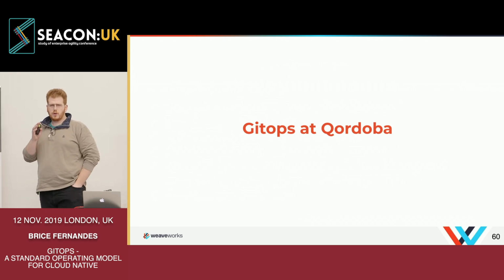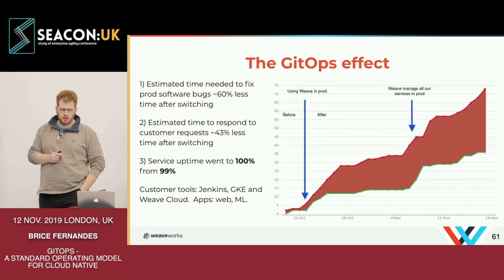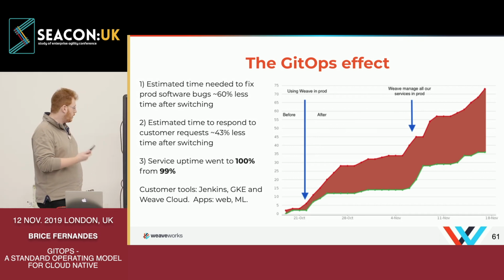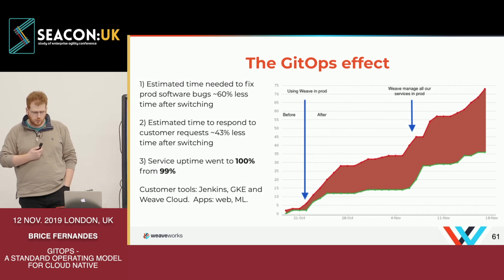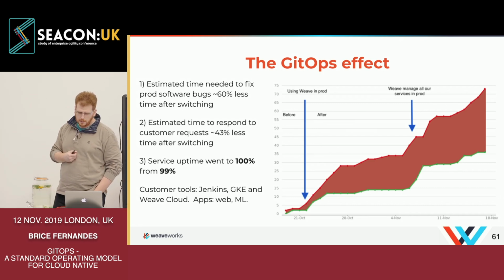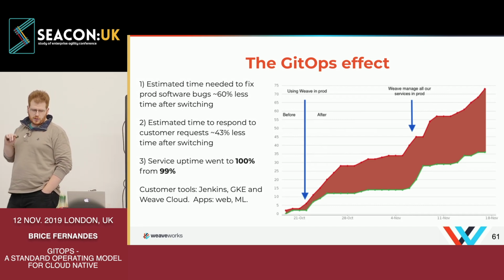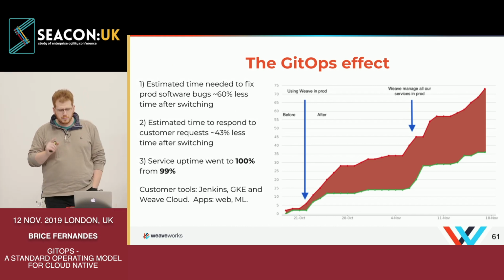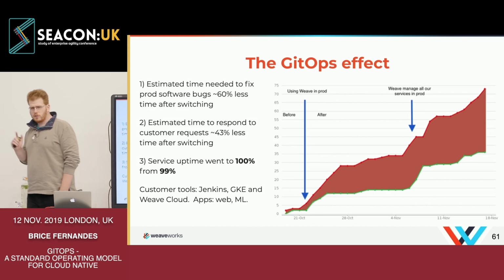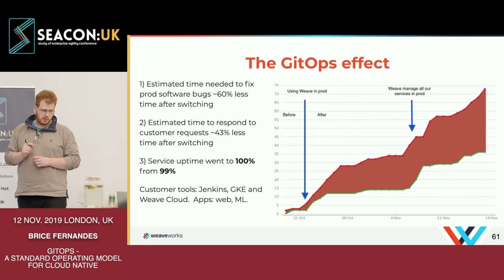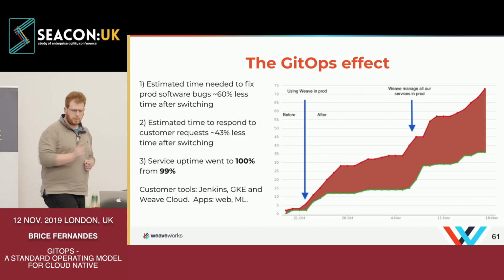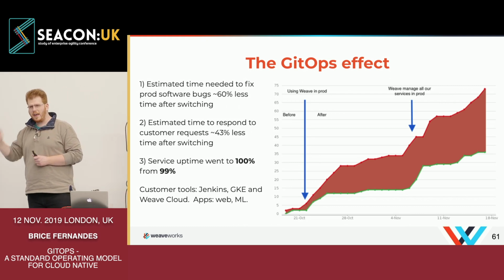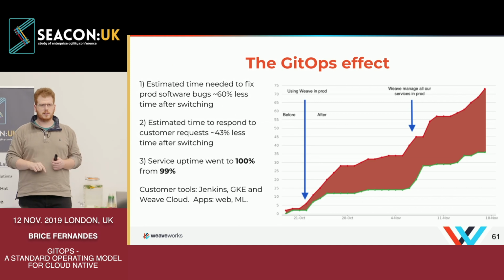Okay, so what does that look like in a real transformation? This is what happened to a company that adopted this approach. A real company. These are real charts from their bug tracking. Time needed to fix production bugs reduced. Time to market, time to respond to customer requests reduced. Uptime went up. This is really interesting. They went faster with fewer defects.